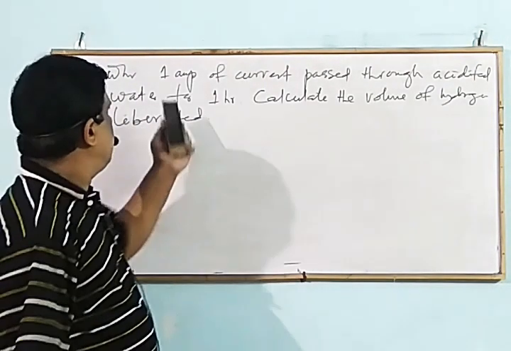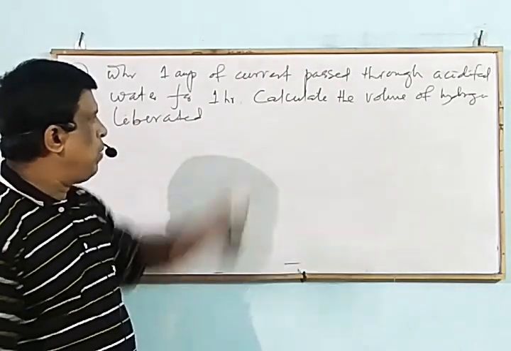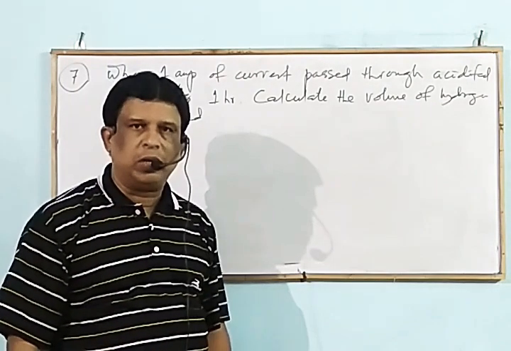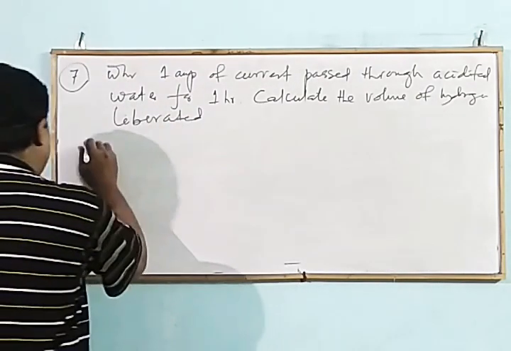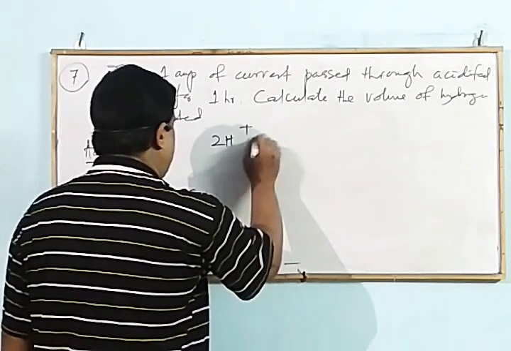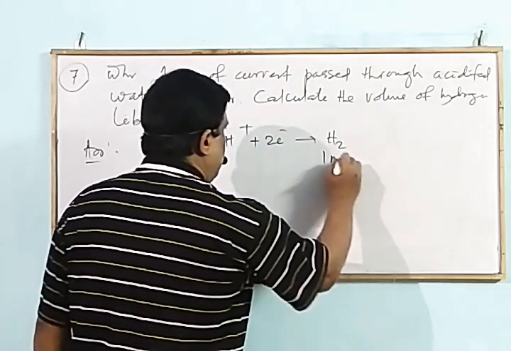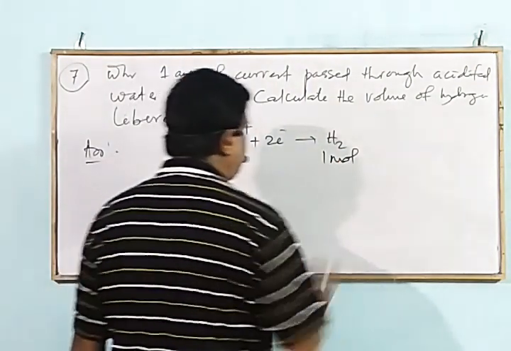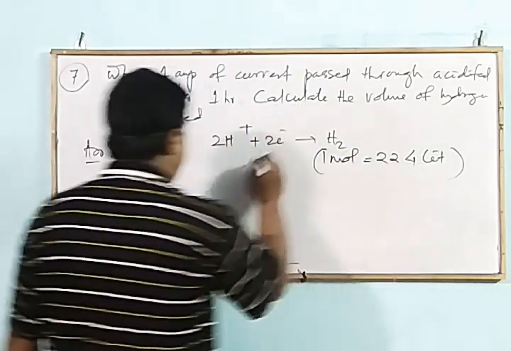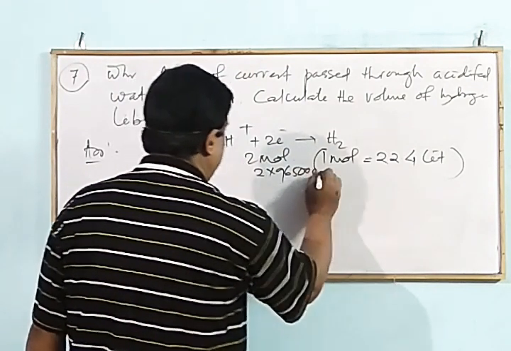Mark that. Data is given: 1 ampere of current passed for 1 hour through acidified water. We have to calculate the volume of hydrogen liberated. So, answer: the electrode reaction in case of acidified water is 2H+ + 2e- gives H2. That means 1 mole is equivalent to 22.4 liter. This is 2 mole, that is 2 into 96500 coulomb.